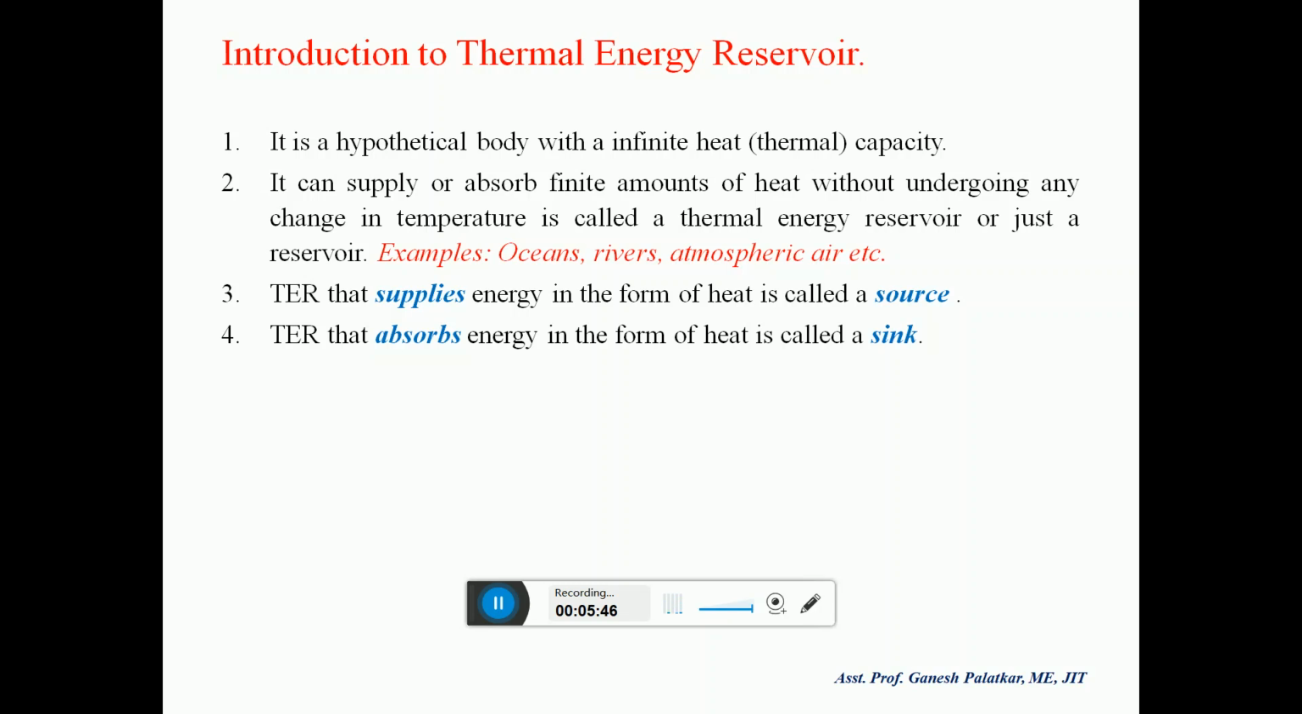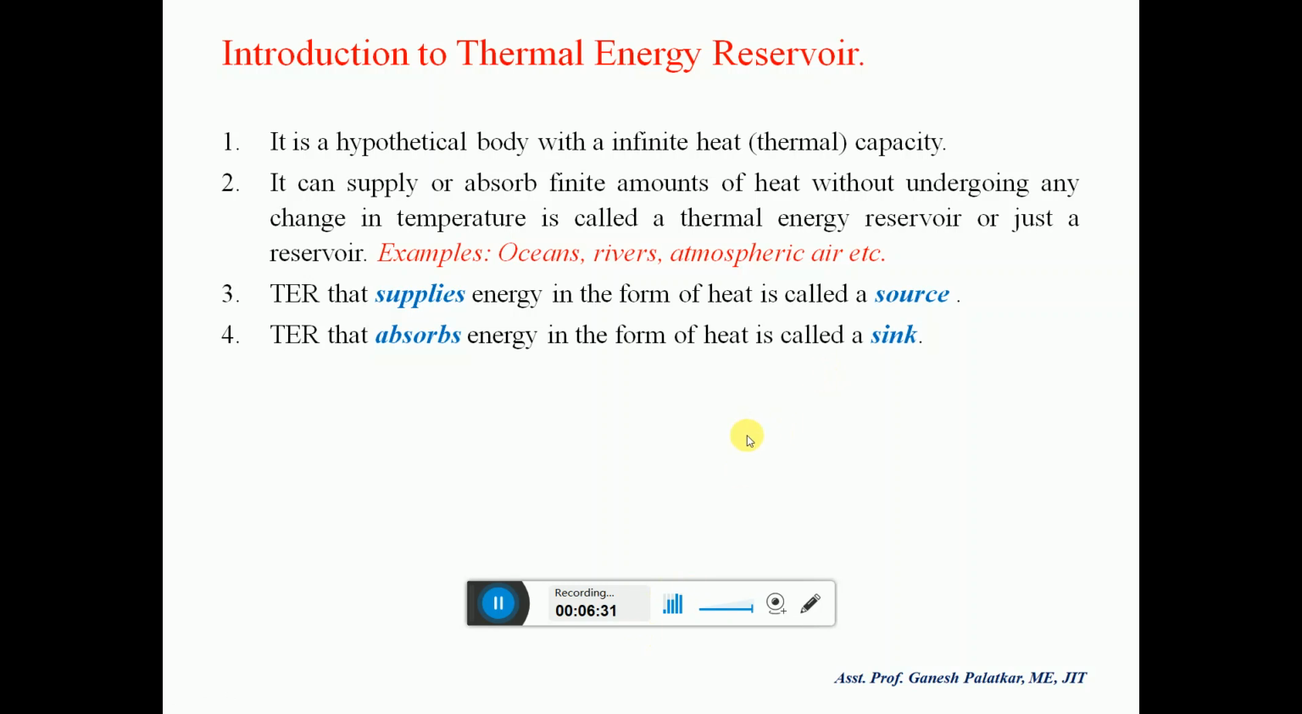For example, it is ocean, river, or atmosphere. If we withdraw one bucket of water from the river or ocean, it does not affect its overall temperature. You can withdraw any number of buckets of water from the ocean or river, and it does not affect the overall temperature. These bodies are thermal energy reservoirs. The thermal energy reservoir that supplies energy in the form of heat is called a source, and the one that absorbs energy in the form of heat is called a sink.